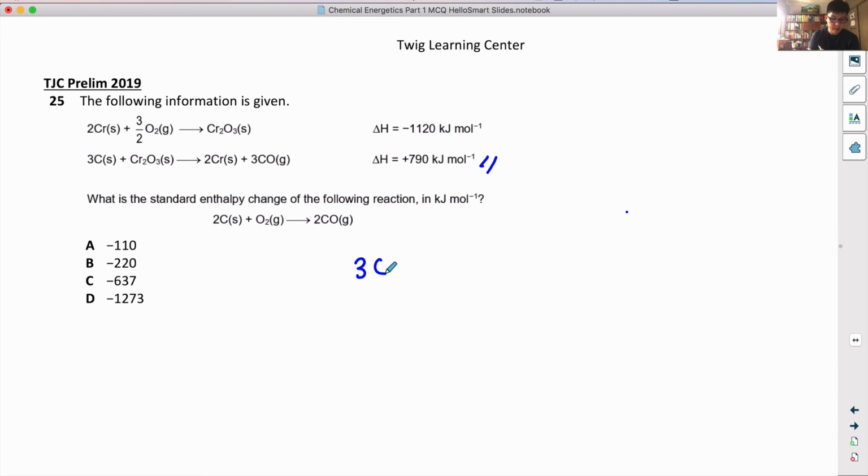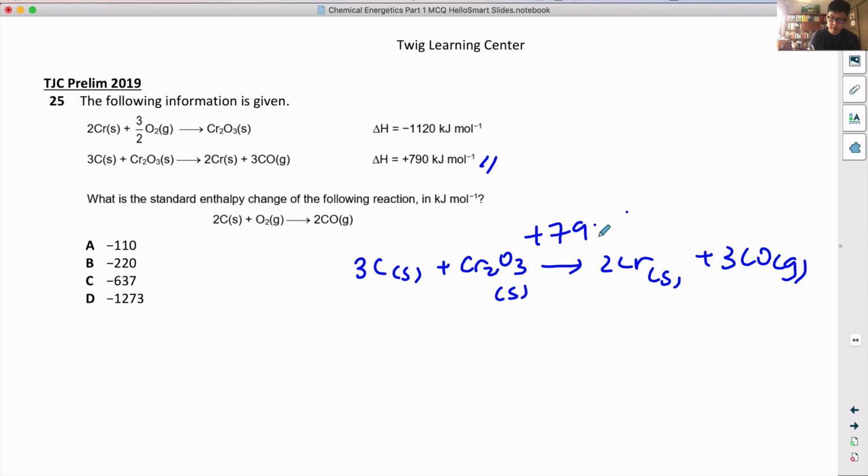Okay, 3 carbon solid plus Cr2O3 solid become 2 chromium solid plus 3 CO gas. Okay, I'm going to write the value down as plus 790. Right? Okay, so I've used this. I'm going to use carbon plus oxygen gives you CO. But I have 3 carbon, but here only shows me 2 carbon. So I'm going to change the H over here. So 3 carbon must become 3 carbon monoxide. And definitely we need 3 over 2 O2.